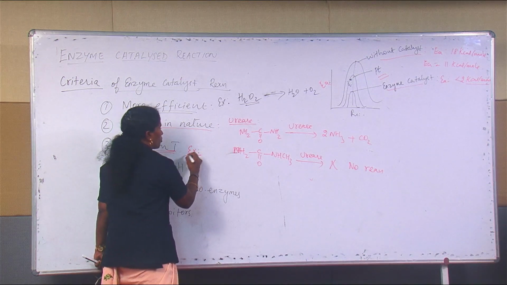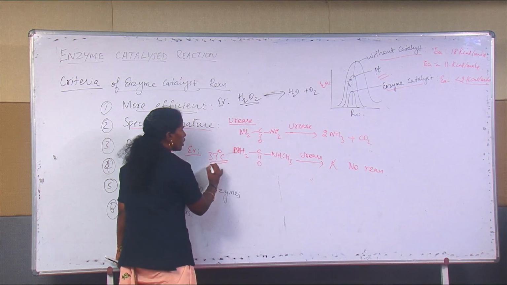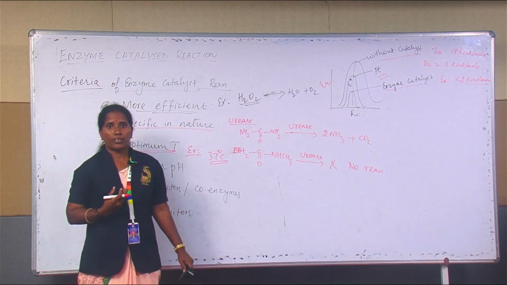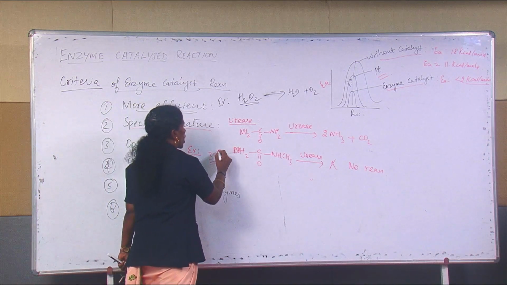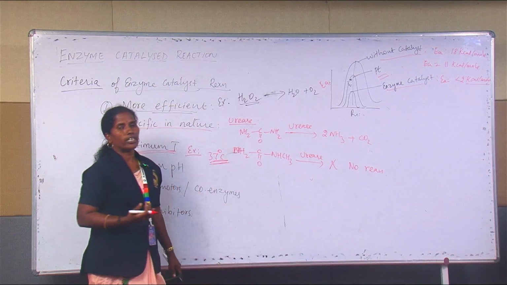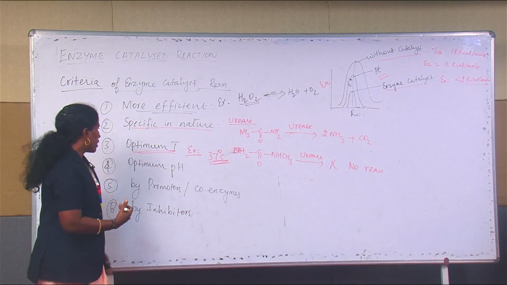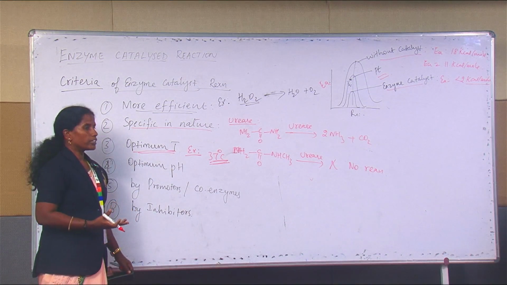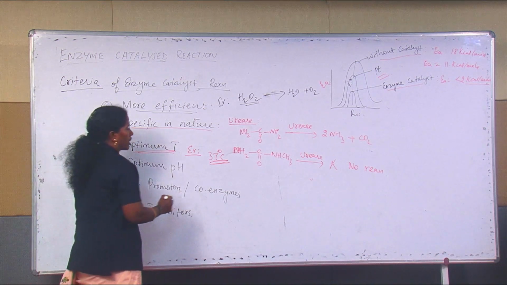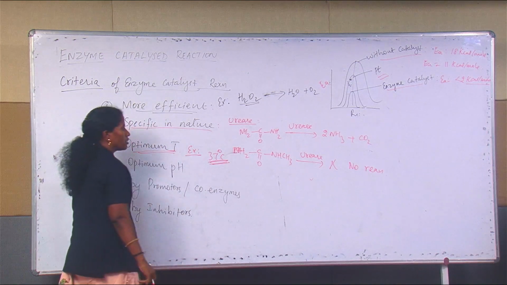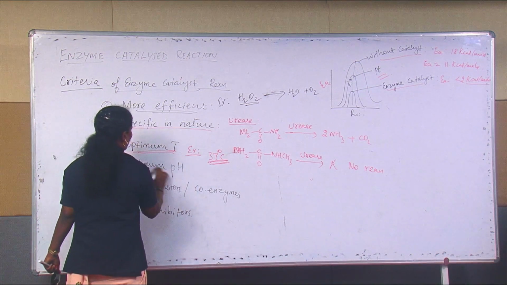Example, our body temperature is 37 degrees Celsius. So all the enzyme catalyst reactions in our body are carried out at this temperature level. If the temperature increases during fever, we suffer a lot. So the optimum temperature for enzymes is 37, that is called optimum temperature.